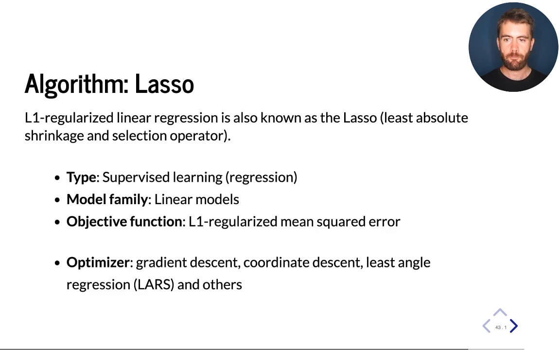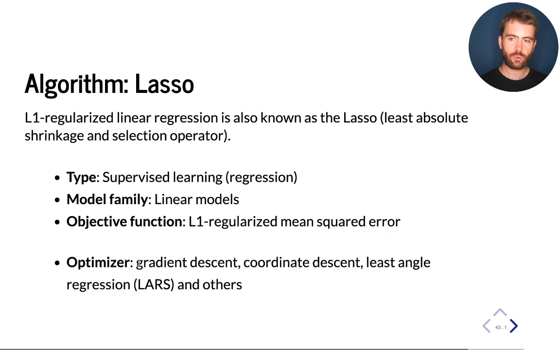I am not going to go into a lot of detail about how we can optimize this model, but I will just mention a few different optimization techniques. As with the mean squared error in general, and the L2 regularized version in particular, there are many ways in which we can compute the optimum. A simple way would be to apply gradient descent.